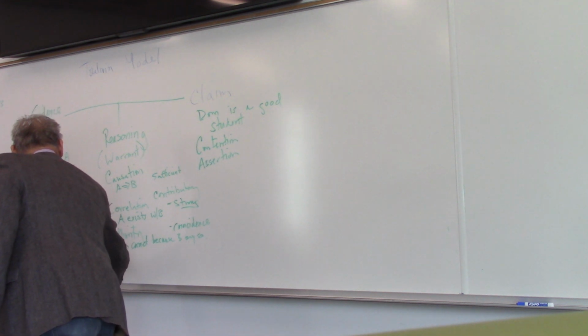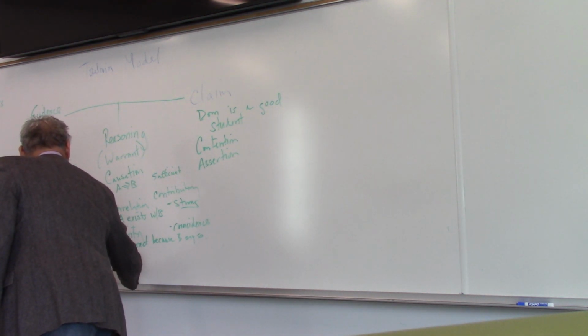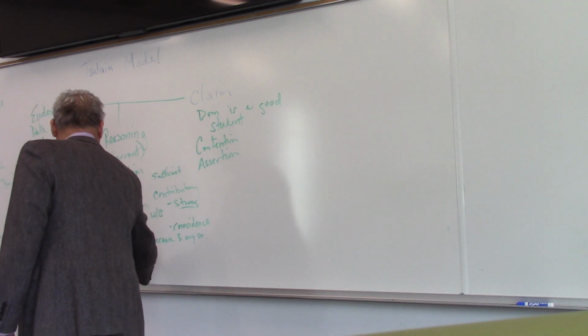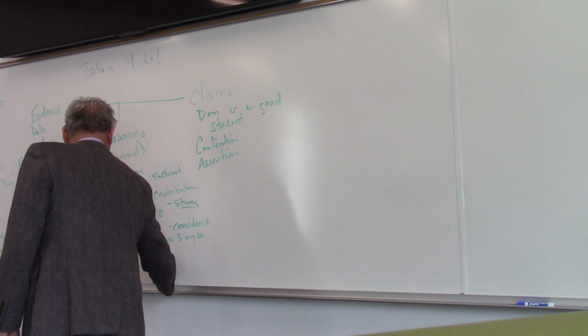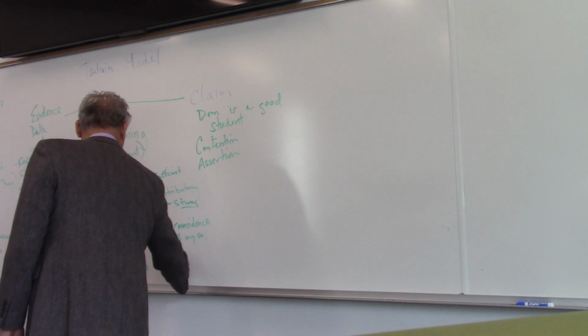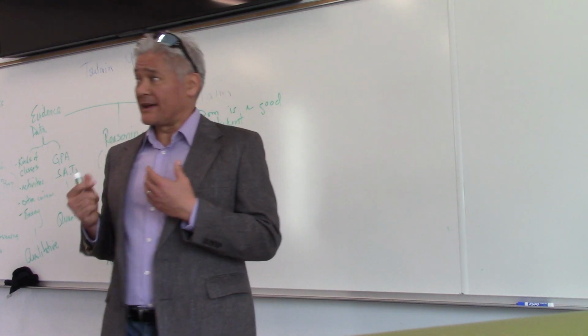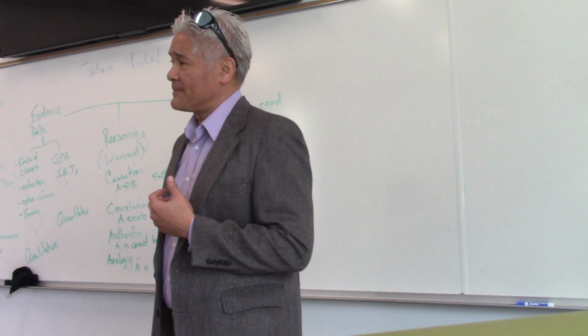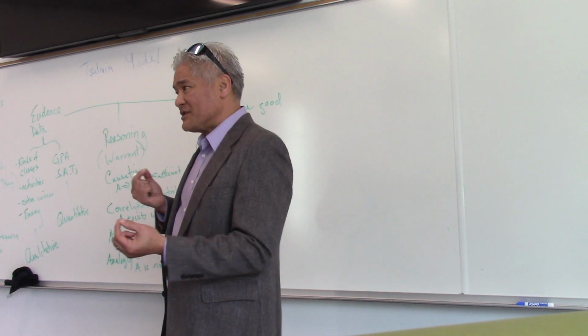We also have reasoning by analogy, which basically argues the similarities. A is similar to B, and therefore, it's like arguing precedent. We talked about that last time. If it's similar, then you could do the same thing.